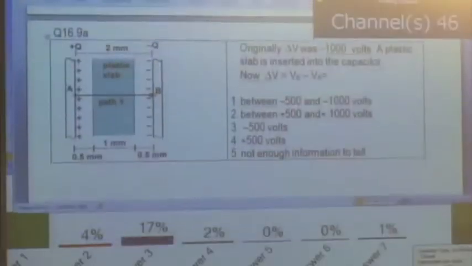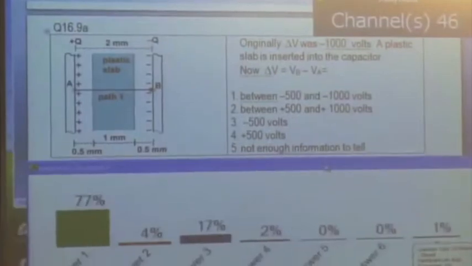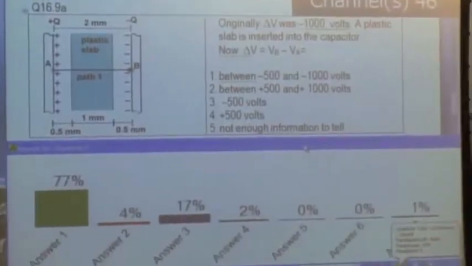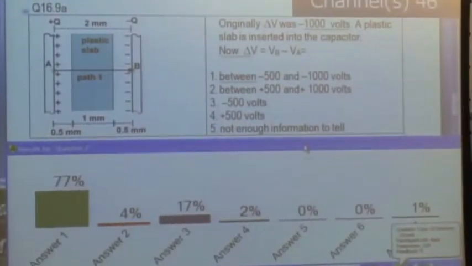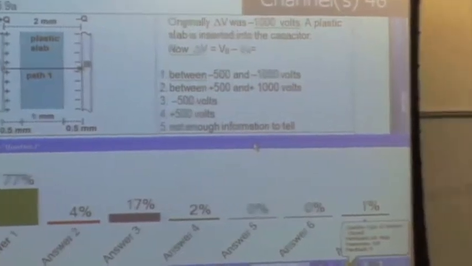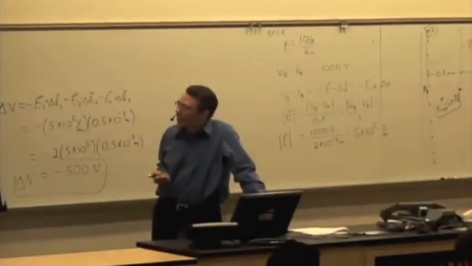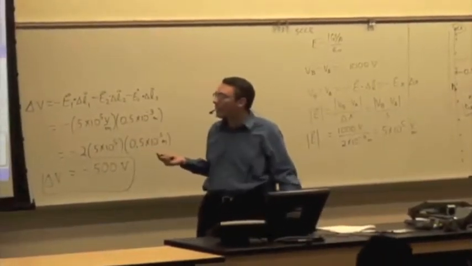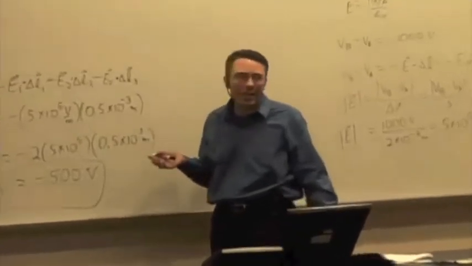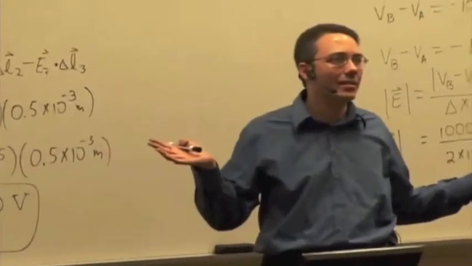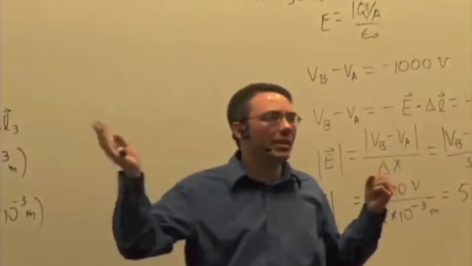Okay, so everybody's gut feeling is a good one. We would think that if the metal slab made the potential difference go down to negative 500 volts, we would expect the plastic slab to give us a potential difference of somewhere between negative 500 and negative 1,000, right? It's going to reduce it, but not as much. Why not? Why does this seem to make sense?